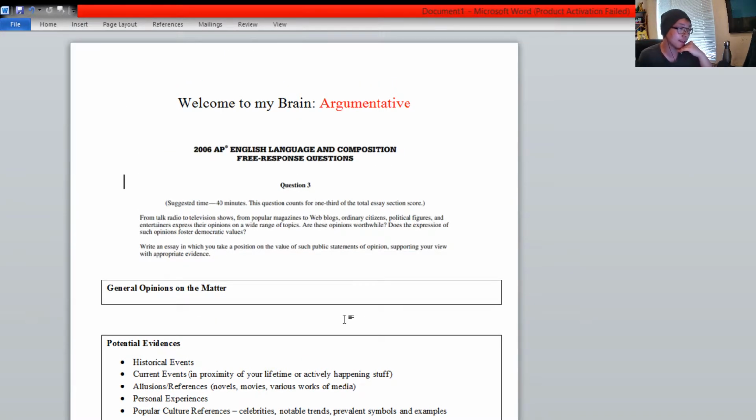So this is from the 2006 AP exam here, and it's pretty short. It doesn't really offer us too much, right? No quote to work with, not even a little mini passage to analyze here. It simply states, from talk radio to television shows, from popular magazines to web blogs, ordinary citizens, political figures, and entertainers express their opinions on a wide range of topics. Are these opinions worthwhile? Does the expression of such opinions foster democratic values? Write an essay in which you take a position on the value of such public statements of opinion, supporting your view with appropriate evidence.